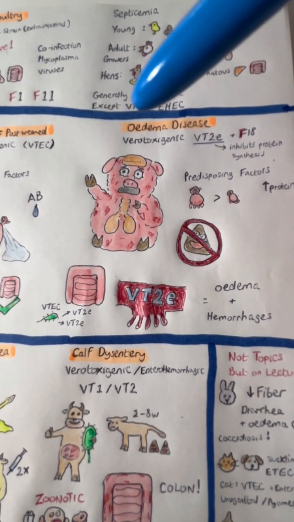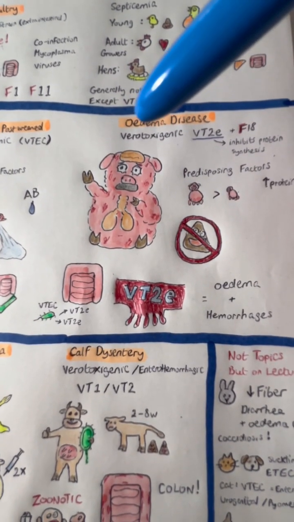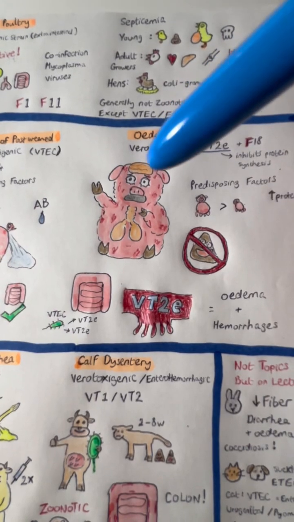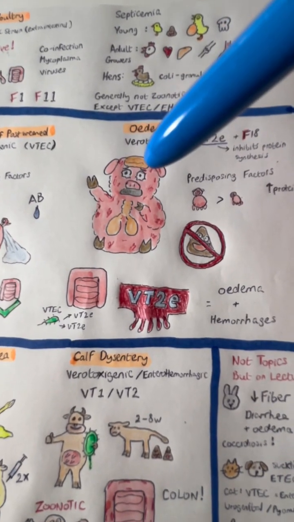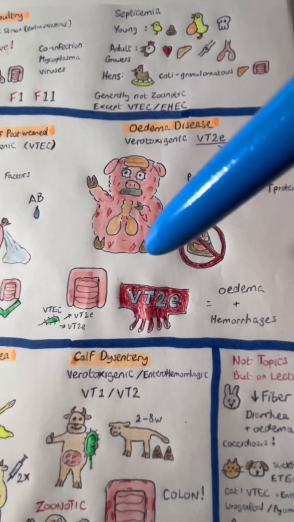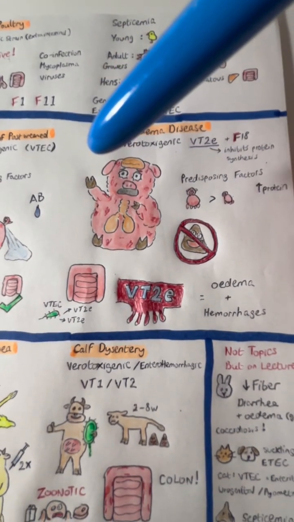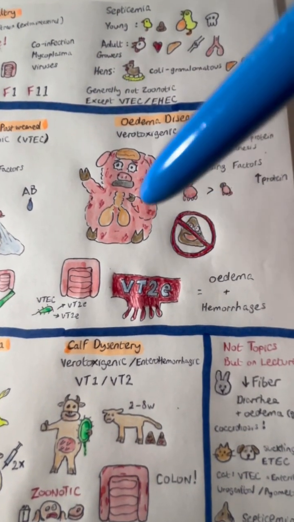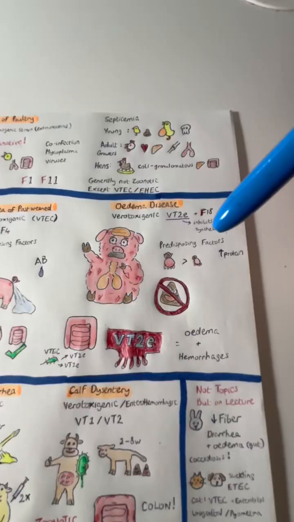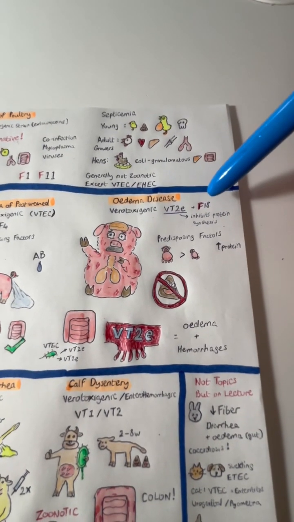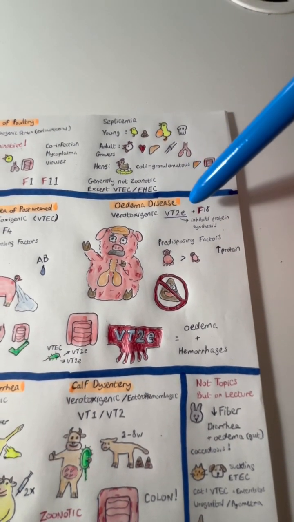We can see edema in the eyelids, the front of the face, the nose, and the ears, as well as in the larynx, where they'll be squealing, and they'll also have dyspnea, and they'll be struggling to breathe. This disease has no fever and no diarrhea. We can give a vaccine against F18, but not against VT2E.